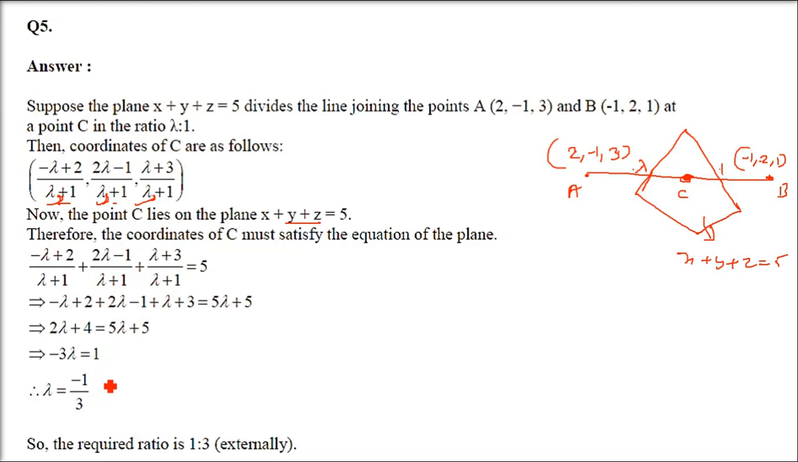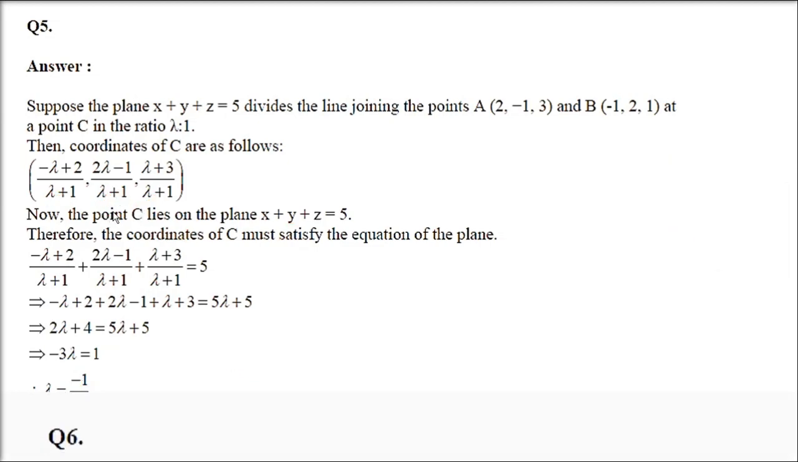So when you put it here, you will get lambda. Lambda will be -1 by 3. Whenever you find lambda negative, it's external. So 1 is to 3, external.